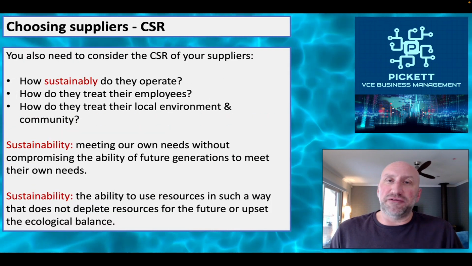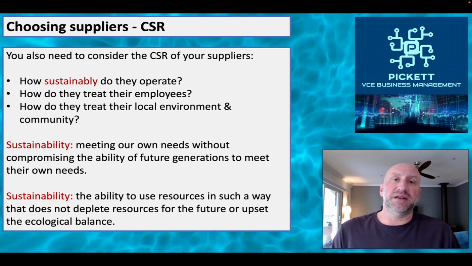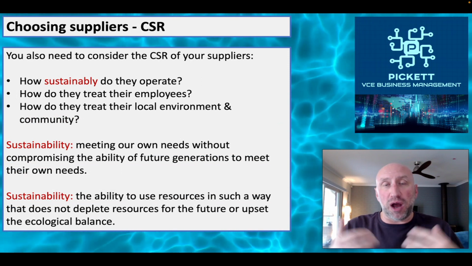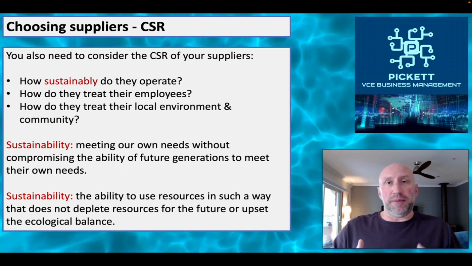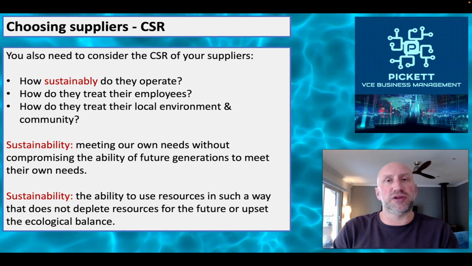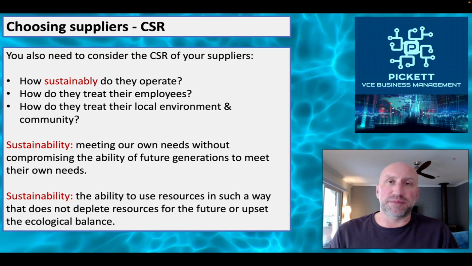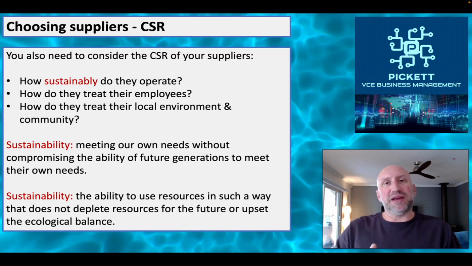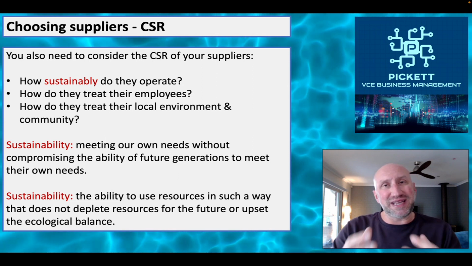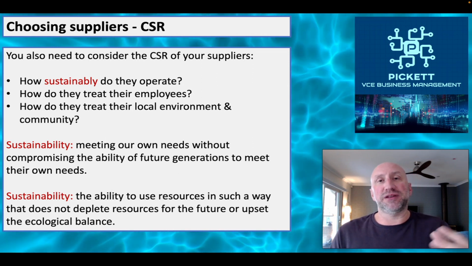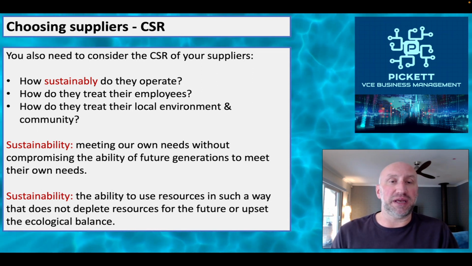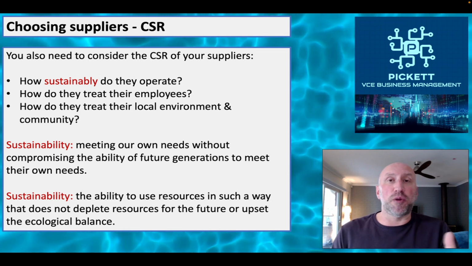So what we're saying here is you also need to consider the CSR of your suppliers. So as a business operator, you need to think about your own social responsibility. And again, this is not a new concept. We've been talking about this a bit throughout various parts of the course so far. So you're familiar with the concept of social responsibility. So when you're operating a business, you want to operate in a socially responsible way yourself. But what we're saying here is, you also want to think about the social responsibility of the suppliers that you're going to be using. So how sustainably do they operate?